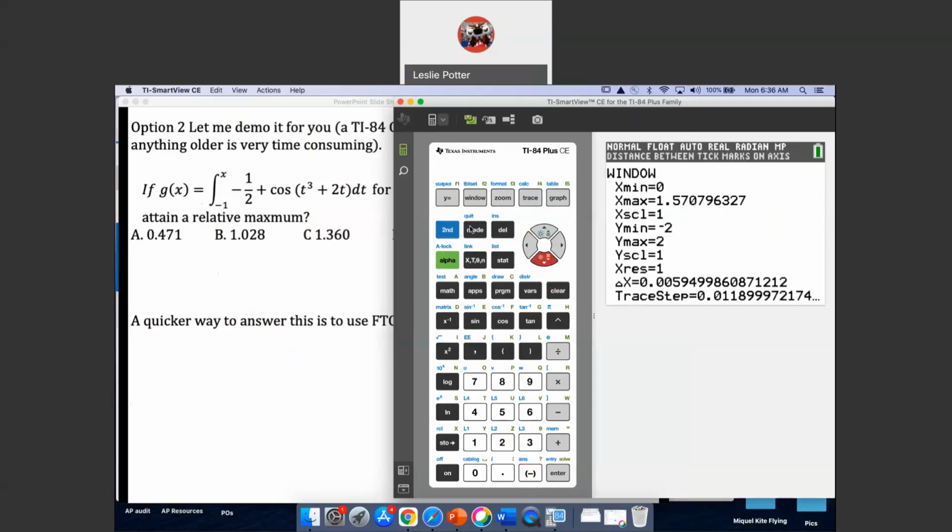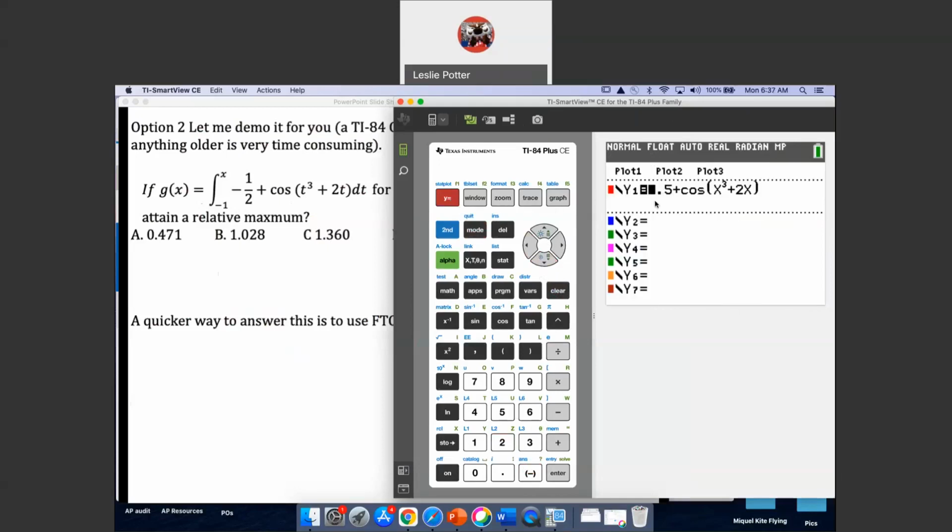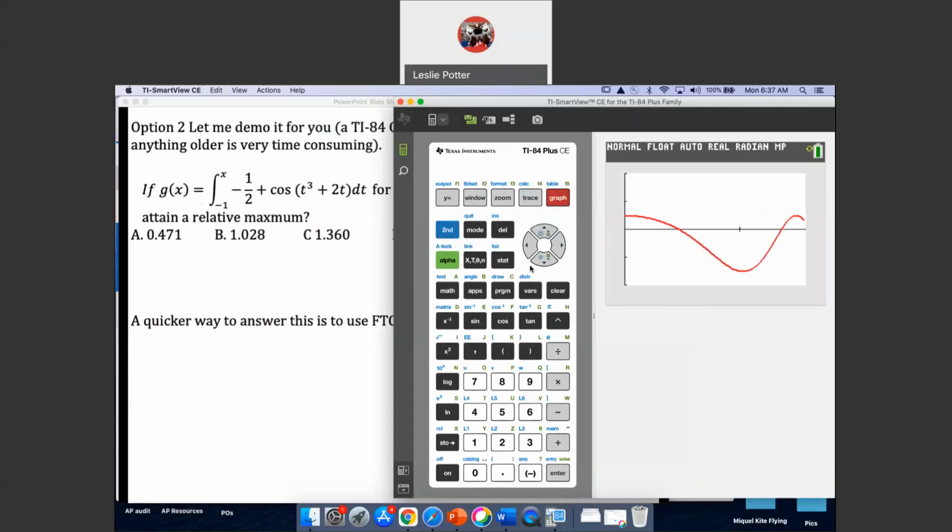Okay. So the other thing is, want to make sure you're in Radian mode. And so I've got it all graphed. I'm just checking this again. That looks good. -0.5 plus cosine. Okay, we can graph this. Okay, so graphing this looks like this. Okay, so this is the derivative. Notice that was much faster than trying to integrate it into the grapher.